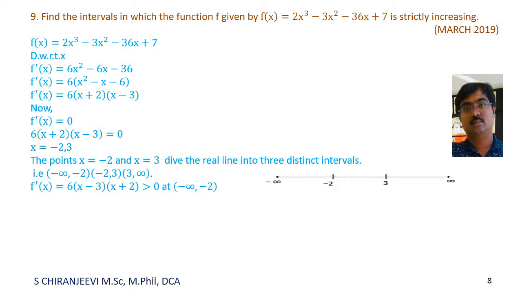Now here, f dash of x is 6 into x minus 3 into x plus 2, which will be greater than 0 in minus infinity comma minus 2. Here if you take any value, say minus 3, 6 into minus 3 will become minus 6. Minus 3 plus 2 will become minus 1. So minus of minus is plus, so it is greater than 0. So f is strictly increasing.